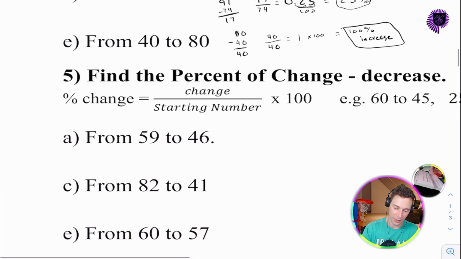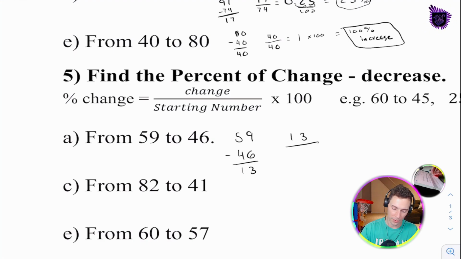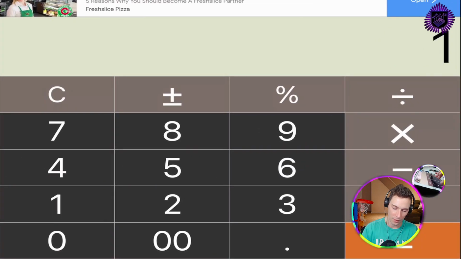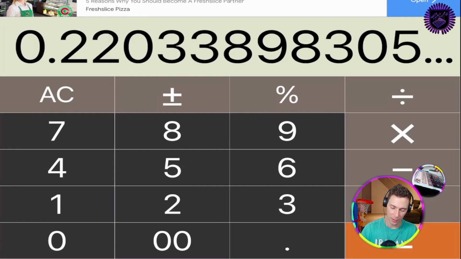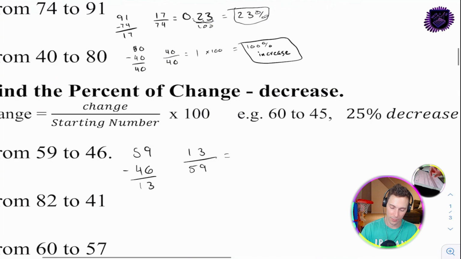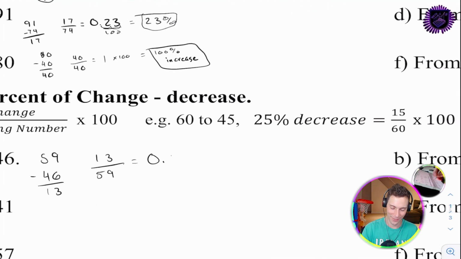Okay, let's find our difference. 59 subtract 46 is equal to 13 over 59, and let's find that decimal. 13 divided by 59 is equal to 0.22. What is going on?